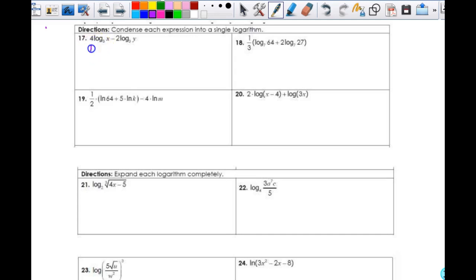So this becomes log base 3 of x to the 4th power minus, 2, I'm trying to make that an exponent, minus log base 3 of y to the 2nd power. So when I'm subtracting two logs with the same base, then I can change that to a single log that's division. This is not the change of base. This is a single log. So log base 3 of x to the 4th divided by y squared. And that is my single log.